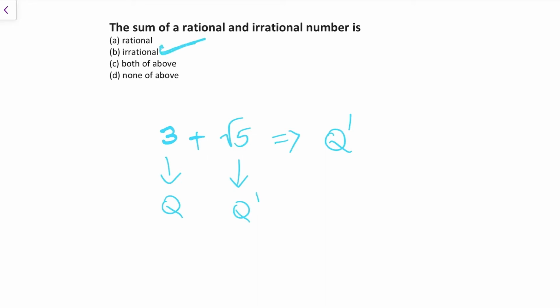Coming to the next question. The sum of a rational number and an irrational number. I am taking one rational number 3 plus an irrational number root 5. Here 3 is a rational number and root 5 is an irrational number, so we cannot simplify this further. The answer is just 3 plus root 5, which is a rational number plus an irrational number. So we can say that the sum of a rational and an irrational number is always irrational.